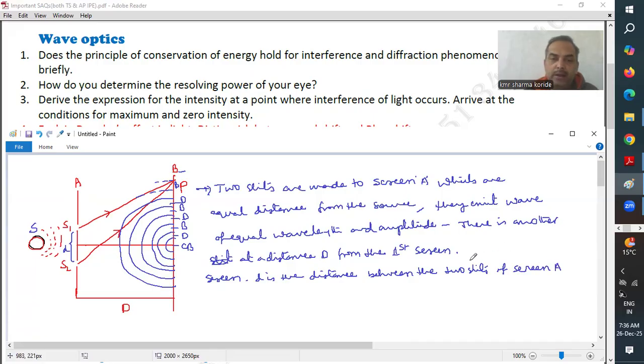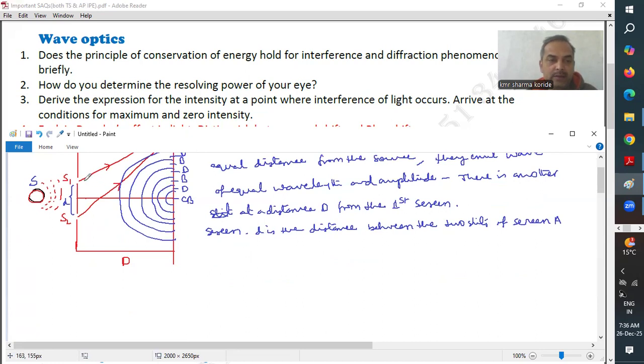Now, there is path difference, there is phase difference between the two waves. Say delta x is the path difference between the two waves. And delta phi is the phase difference between the two waves until they reach point P on the screen B. Now let us concentrate on the equation part.